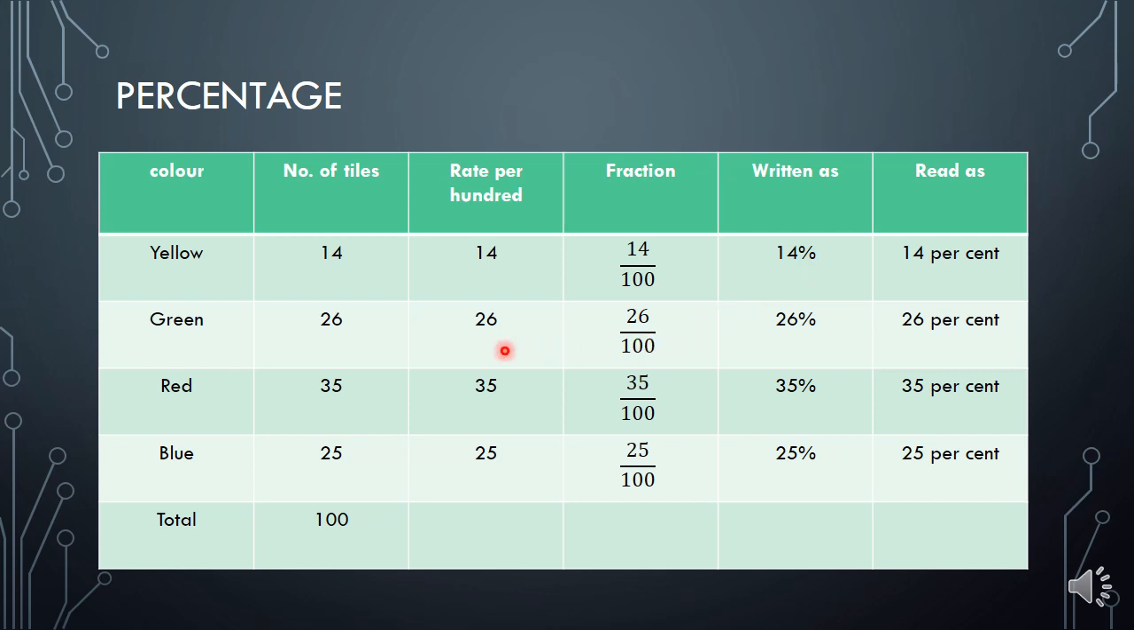And here 26 green tiles we have out of 100 tiles. So 26 divided by 100. In percentage we can write this as 26%. And here 35 tiles out of 100. So we can write in fraction as 35 by 100, and it is 35%. And we read it as 35%. And 25 tiles we have out of 100. So we have 25 upon 100. It is equal to 25%. Okay, children, how to write in percentage?